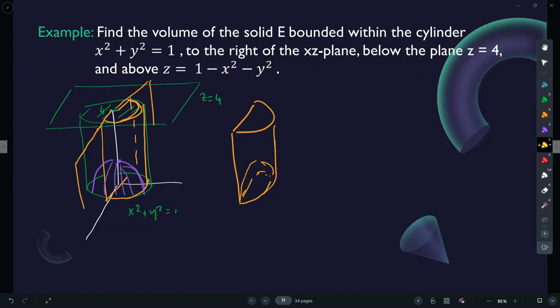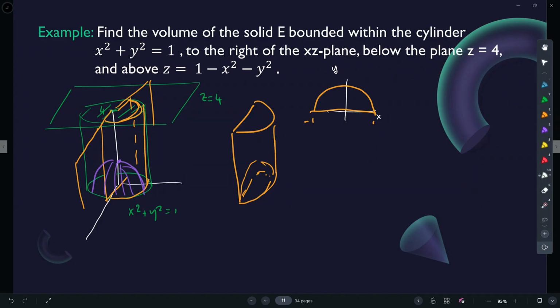We are going to just use cylindrical coordinates because it looks like a cylinder to begin with, and it does have symmetries about the z-axis. So what are the cylindrical coordinates here? I can look at the projection first of all in the xy plane. You can see that the projection in the xy plane is a semicircle of radius 1.